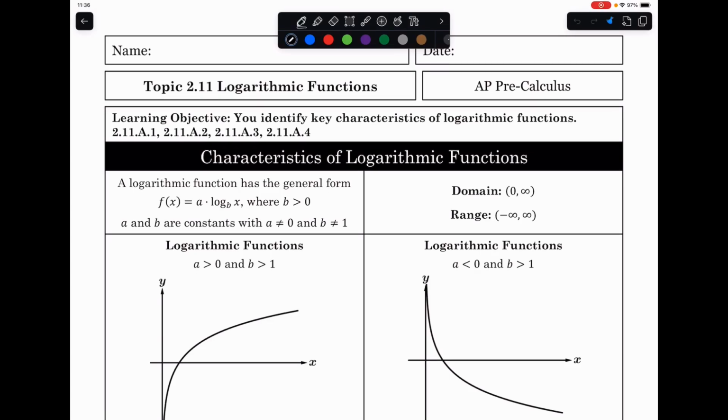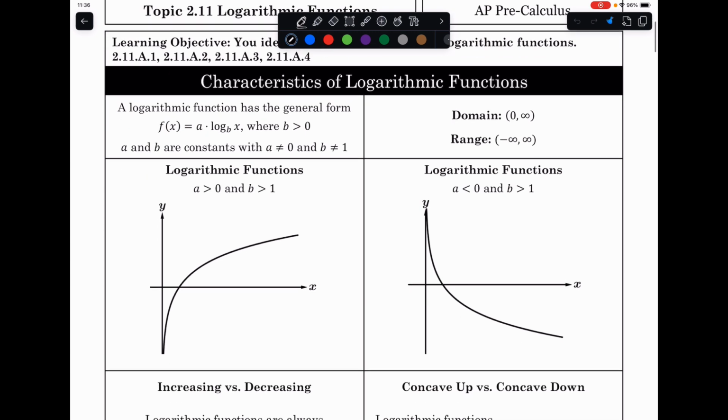In topic 2.11, logarithmic functions, you're going to identify key characteristics of logarithmic functions and use limit notations to express the end behaviors. Now, let's begin by first going over what the characteristics of log functions are.